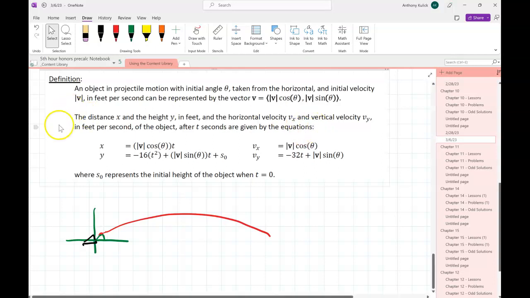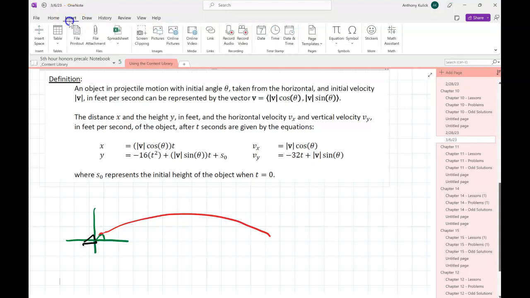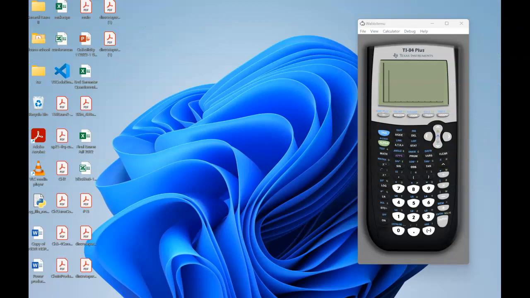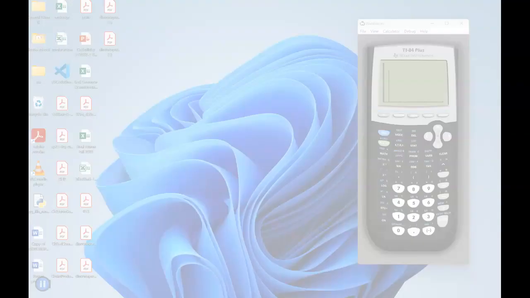Okay. So the distance x and the height y in feet, and then the horizontal velocity vx and vertical velocity vy, all in feet per second, of the object after t seconds are given by these equations, where s naught is the initial height of the object when the time is 0. So let's look at the kinds of problems that we can answer with these types of equations.